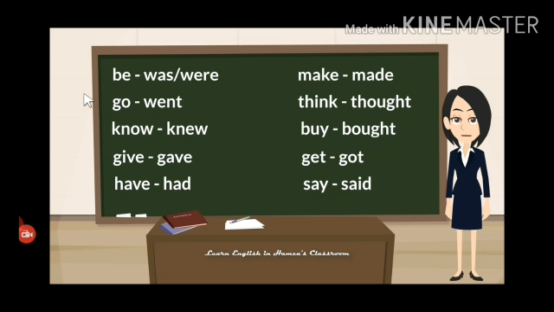Be was or were di sini maksudnya to be ya. To be presentnya am is are, tapi kalau past tense-nya was and were. And then go, verb 2-nya went, know menjadi knew, give menjadi gave, have jadi had, make made, think thought, buy bought, get got, say said. Okay, look at here. Verb 1 and verb 2, it has different form. Bentuknya berbeda dari kata kerja ke-1 dan kata kerja kedua. That's we call irregular verb.